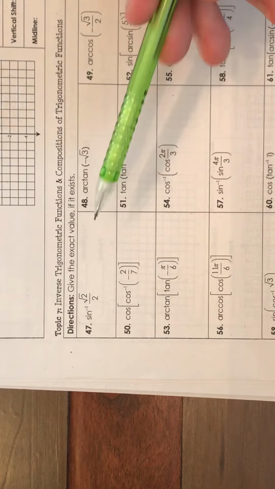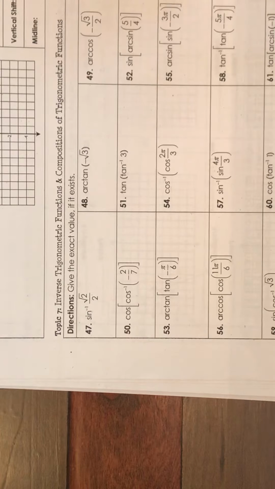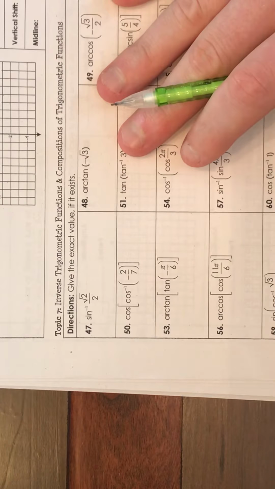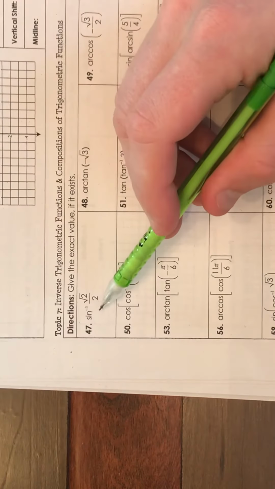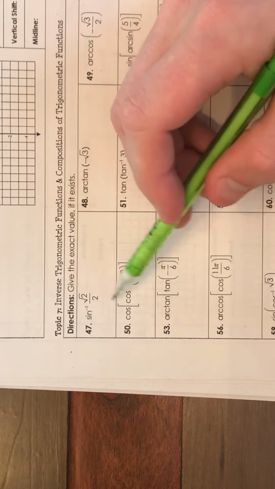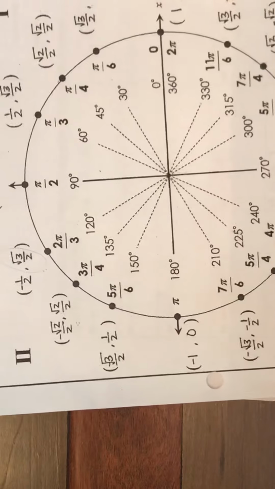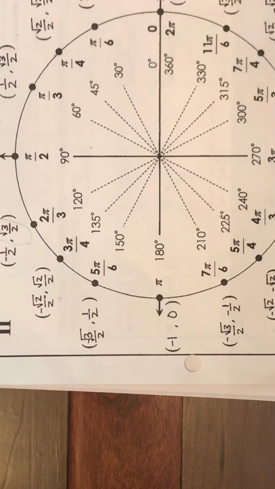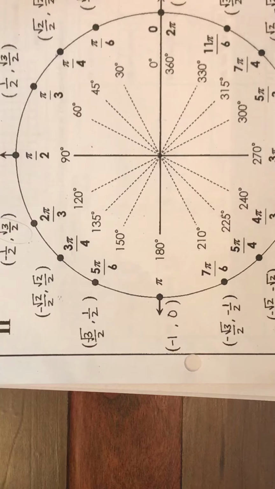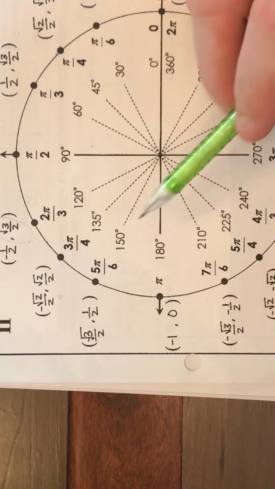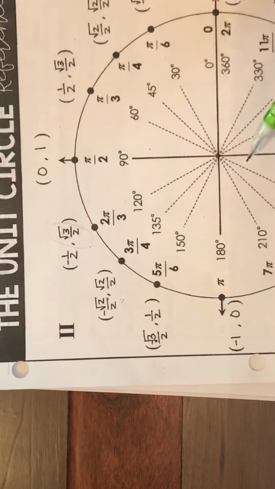So we're looking at 47 through 66 here, and let's start off easy with 47. Here we're trying to find the inverse sine of the square root of 2 over 2. Essentially all that's asking is where on our unit circle is sine equal to the square root of 2 over 2. And I see 2 spots here. If we look at pi over 4, our sine is square root of 2 over 2. And if we look at 3 pi over 4, our sine is also square root of 2 over 2.